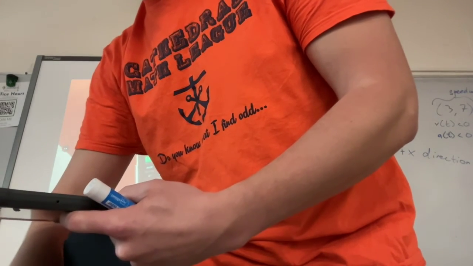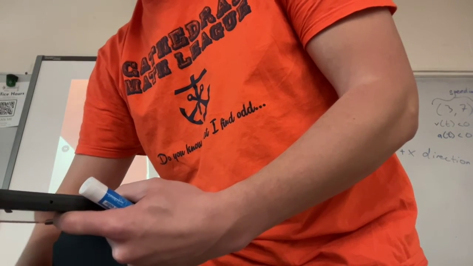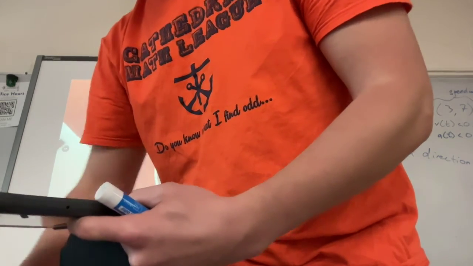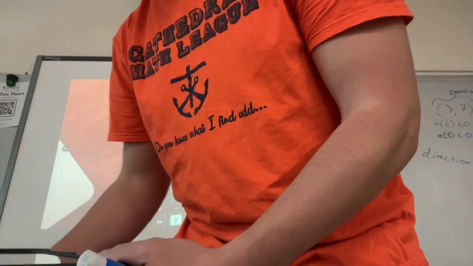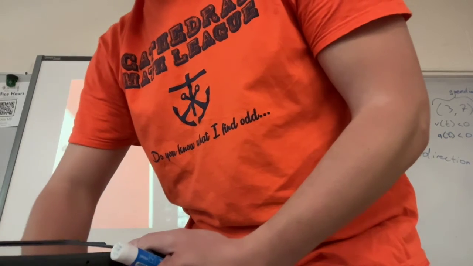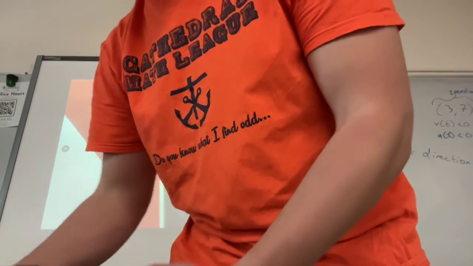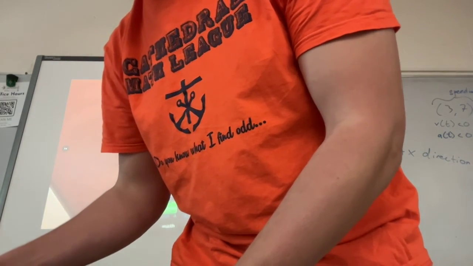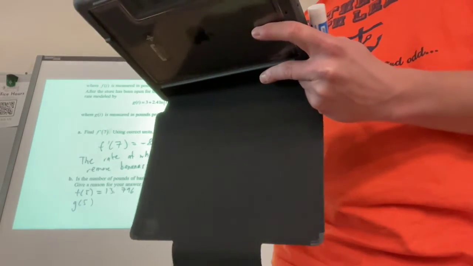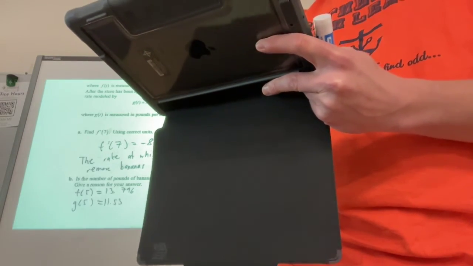Okay, so now I want g of 5, so I'm going to turn off f, turn on g. Okay, and then I'm going to trace 5, enter. I'm going to write that answer down. So this is 11.533.